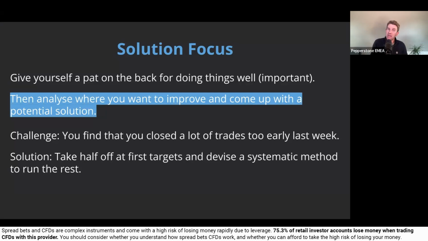But the key here is you have challenge and solution, and being solution focused again is something that is missing from so many traders' playbook. They come up with the problems. I can't do this.